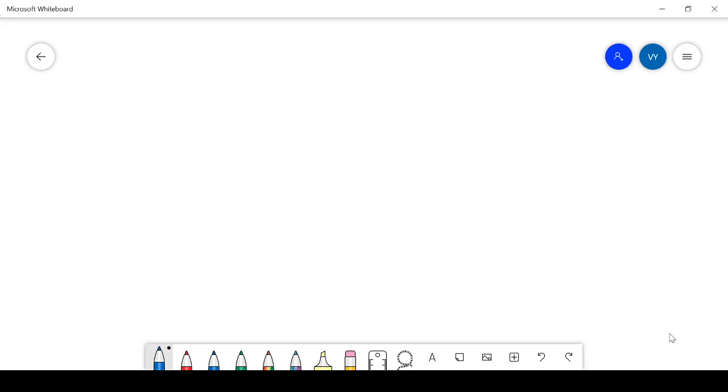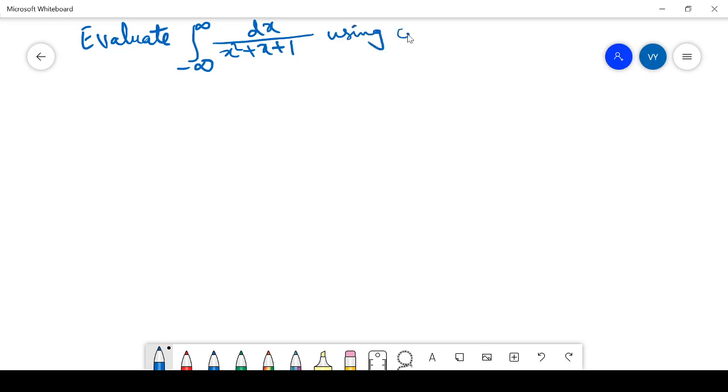We will now evaluate the integral from minus infinity to plus infinity of dx divided by x squared plus x plus 1 using contour integration.